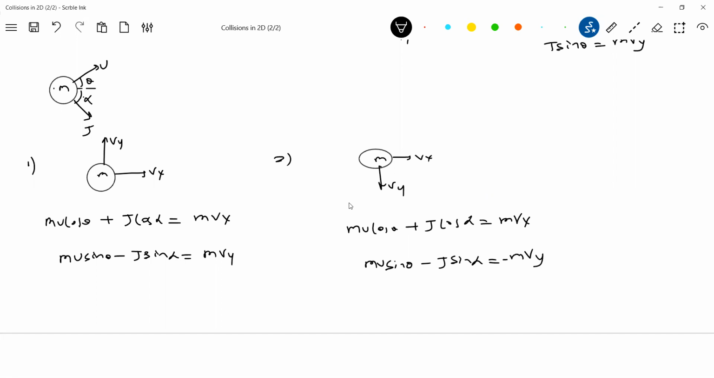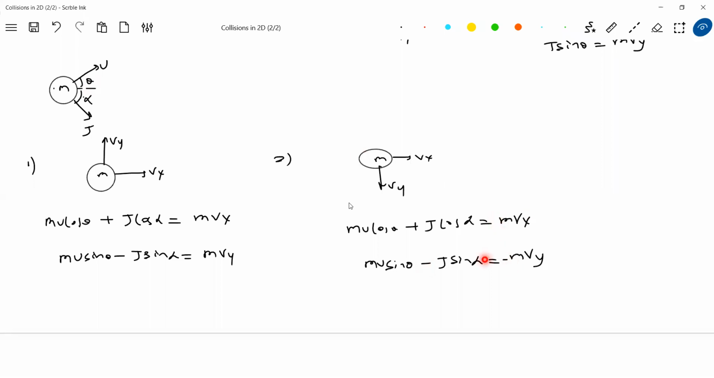Why the negative sign here? According to the impulse momentum equation, if the impulse is opposite to the initial momentum, it should be taken negative. If the final momentum is opposite to the initial momentum, that should be taken negative. You look at this impulse j cos alpha. It is in the direction of initial momentum mu cos theta, so therefore positive. Again, mVx is in the direction of the initial momentum u cos theta.